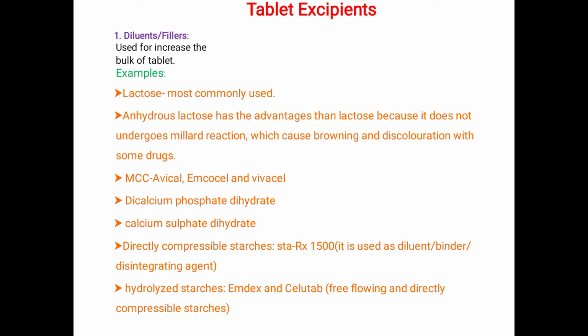In this, STARX 1500 is very important. Directly compressible starches, example is STARX 1500. It is also used as a binder and also as a disintegrant. Next one is hydrolyzed starches. Examples are MDEX and Cellutabs. These are very important; MDEX and Cellutab have been asked a number of times in the examination. These hydrolyzed starches are free flowing and directly compressible starches.